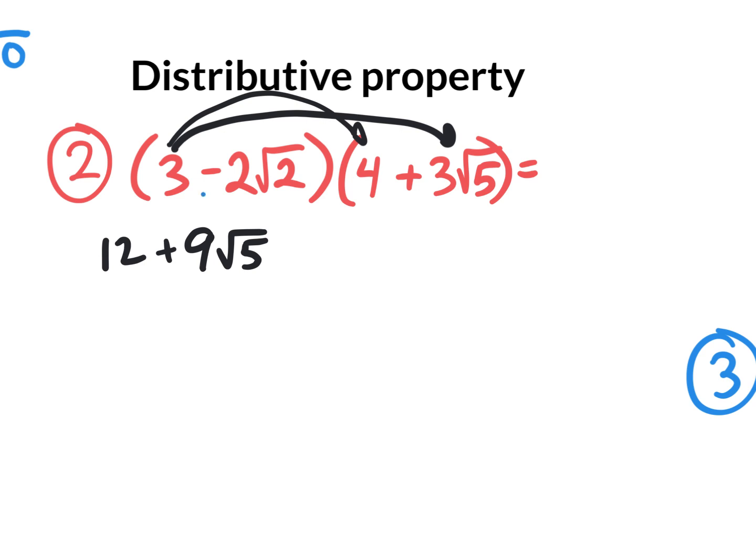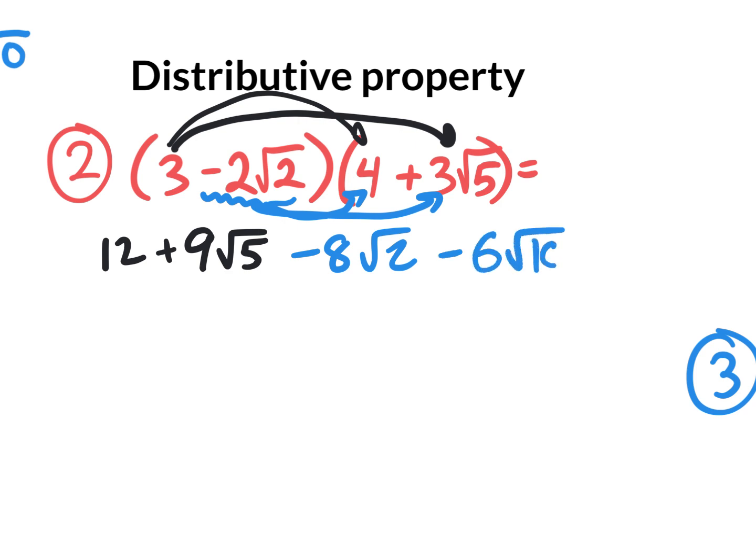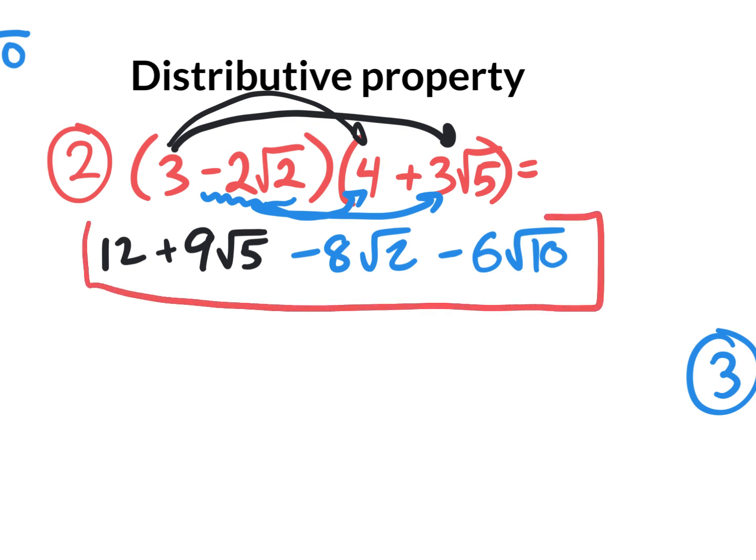Now let's distribute the minus 2 square root of 2 times 4. What do we get there? Minus 8 square root of 2. That's right. And how about minus 2 square root of 2 times 3 square root of 5? Negative 6 square root of 10. That's right. That's your answer. And yeah, you're supposed to try to combine like terms, but none of them are alike. You're supposed to try to break this down to get a perfect square number, but you can't. So believe it or not, that's your long, disgusting answer. All those 4 terms.